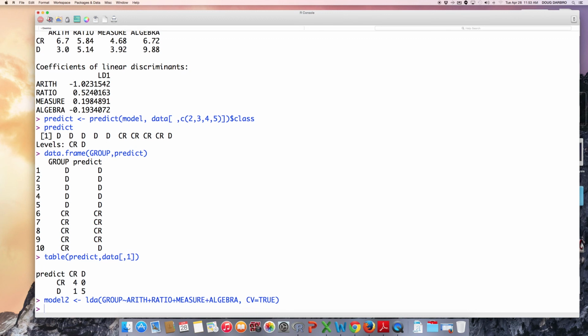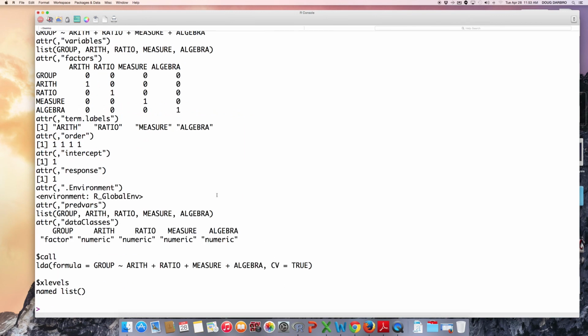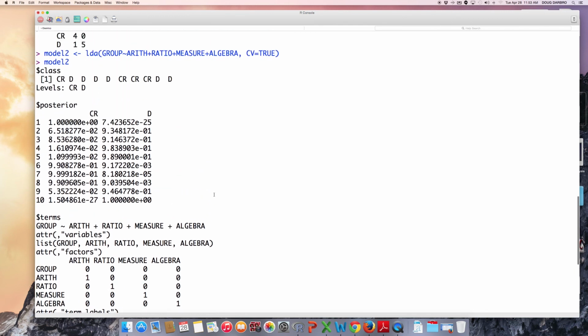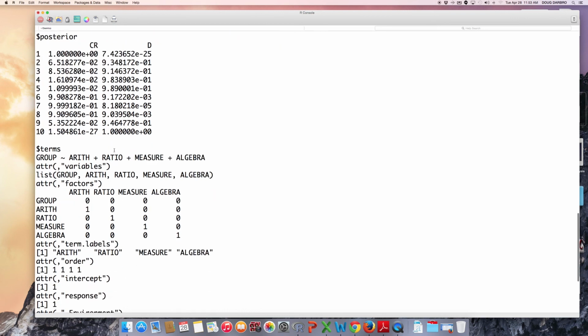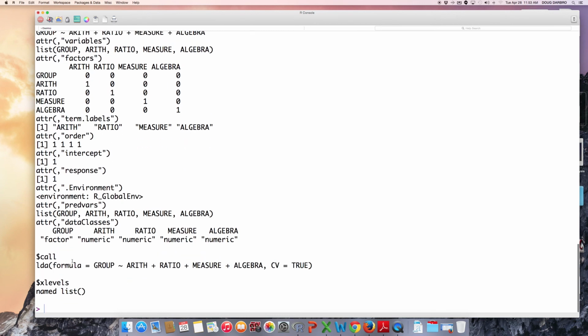Okay. Now, Model 2 is going to be provided here, and it gives us some different types of output. But what I want to do with this is I ultimately ran Model 2 so I can examine the classification rate. So I want to be able to look at a table here, and I want to look at Model 2, and I want to look at the class, obviously, and I want to look at this over my original.